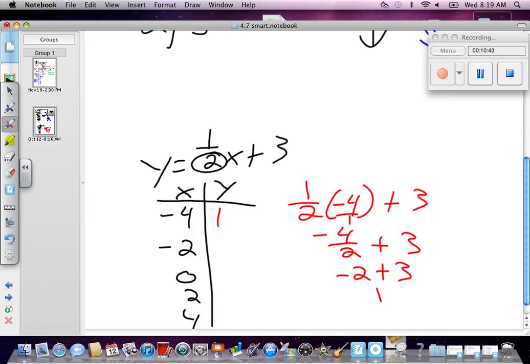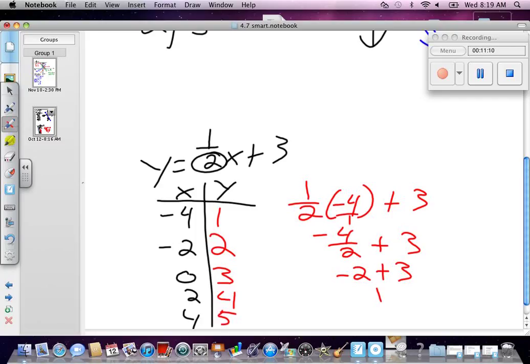What is half of -2? If I took -2 and split it in half, what do I have? -1 plus 3 gives me 2. Anything times 0 is 0, so 0 plus 3 gives me. What's half of 2? 1 plus 3 is? What's half of 4? 2 plus 3 is?